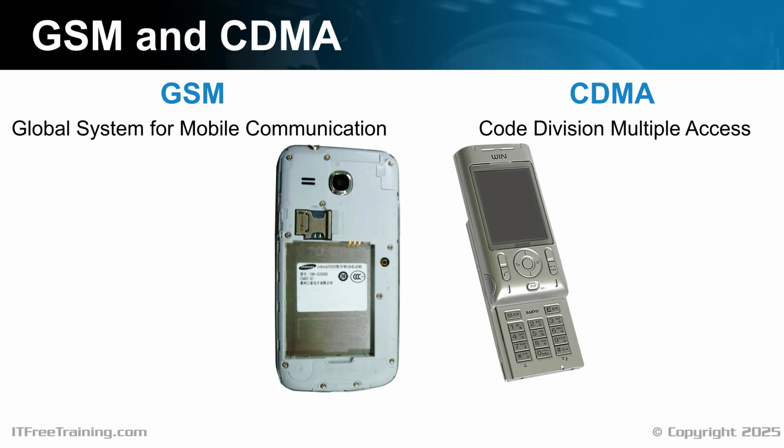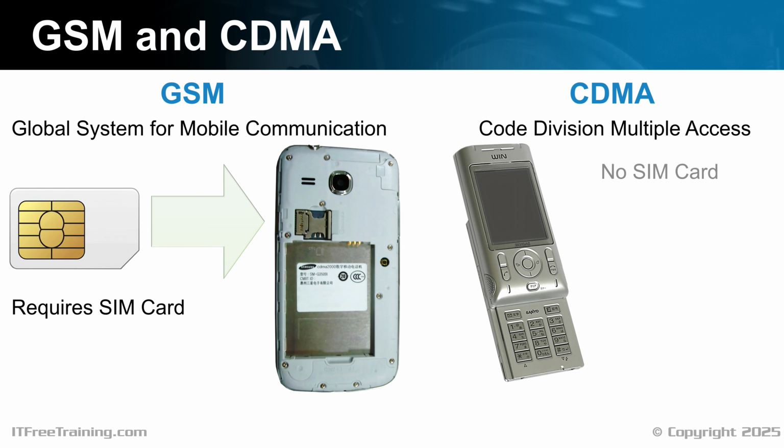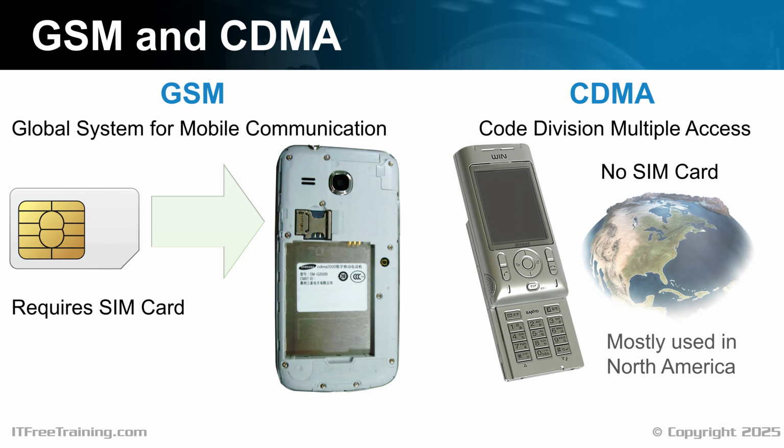There are a lot of technical differences between how the 2 networks work, but it is not something that you are going to be tested on. The main thing to understand between the 2 networks is that GSM requires a SIM card to operate, whereas CDMA does not. If your device does not have a SIM card in it, it is CDMA. If it does have a SIM card, it supports GSM or both. CDMA is mostly used in North America. There are a few other places in the world that deployed some CDMA networks. The rest of the world uses GSM.